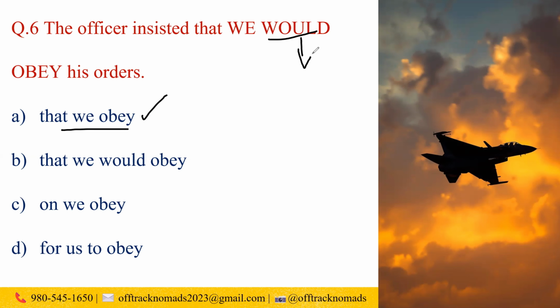Not "we would," not "we will." It means "we should." So the officer insisted that we obey his orders. That means it is a reported sentence. Simple. Right. Next, we'll go for the seventh question.